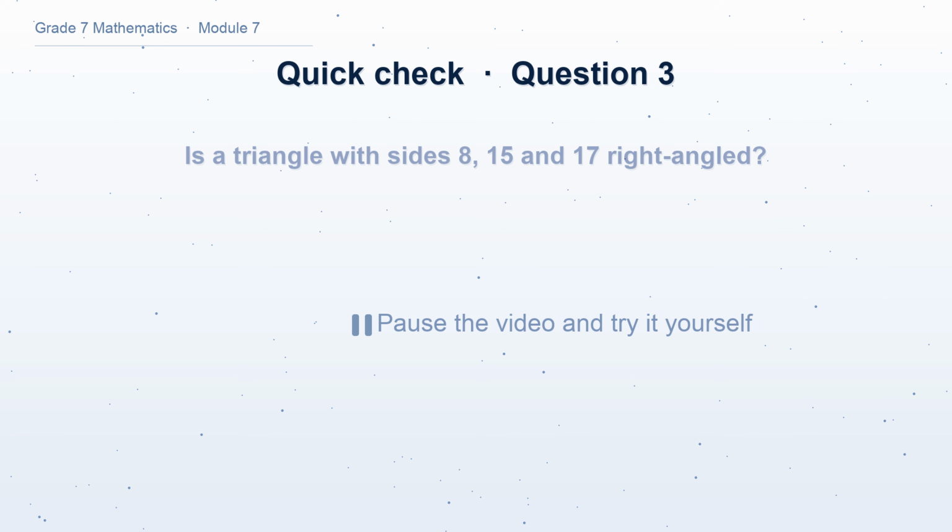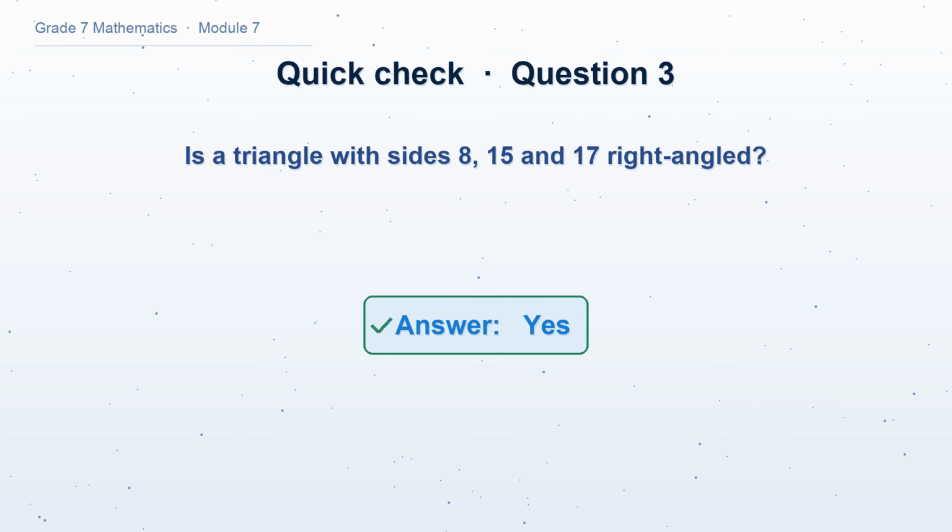Last question, and this one uses the theorem in reverse. Is a triangle with sides 8, 15, and 17 right-angled? We test the two shorter sides. 8 squared is 64, and 15 squared is 225, which add to 289. The longest side, 17 squared, is also 289. Because they are equal, the triangle is indeed right-angled. The answer is yes. Wonderful work.